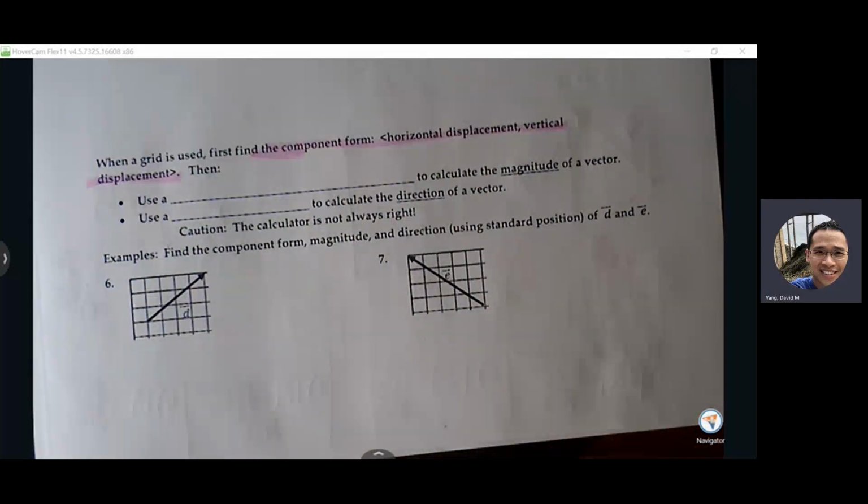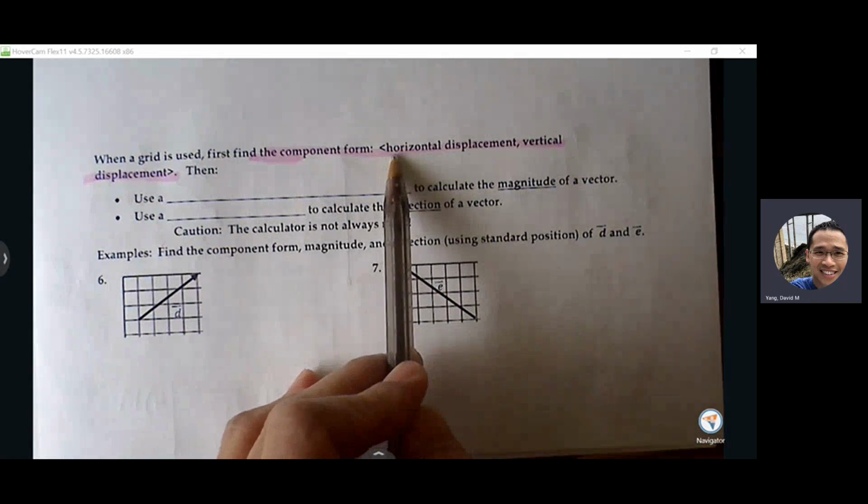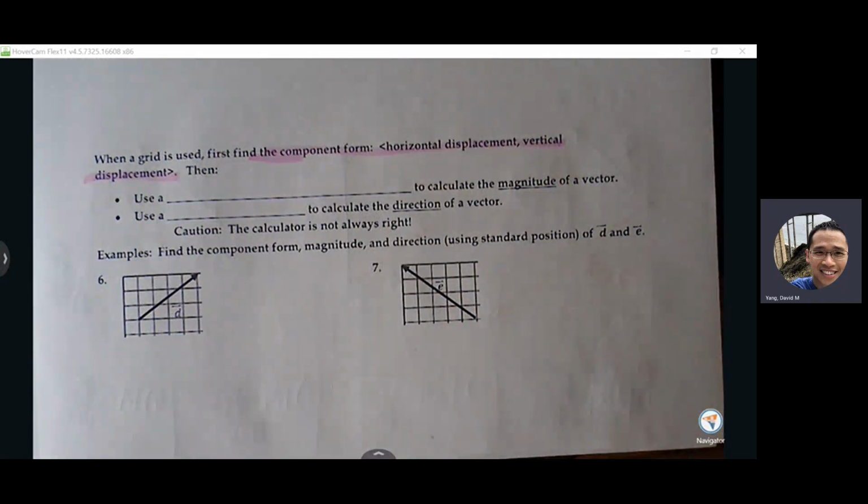So horizontal displacement: how much movement is my vector going to travel from a horizontal perspective, and how far up and down is it going to travel? So displacement is how far the horizontal and vertical components of your right triangle are.